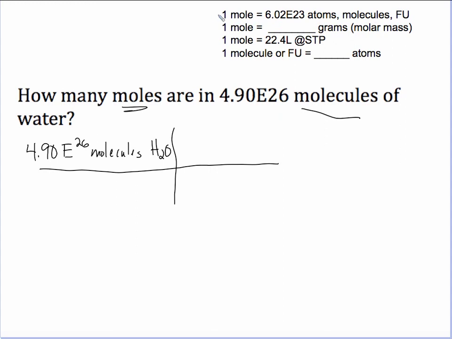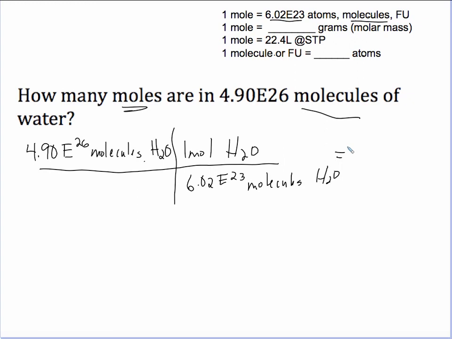We got to go to moles. So we look which one has molecules and moles in it. This one right here. We can't use this one here because it only goes to atoms. So we got to use this one right here. So we got molecules here, we're going to have molecules here. What number goes with molecules? All right, so it's going to be 6.02 e to the 23rd molecules of water in 1 mole water.